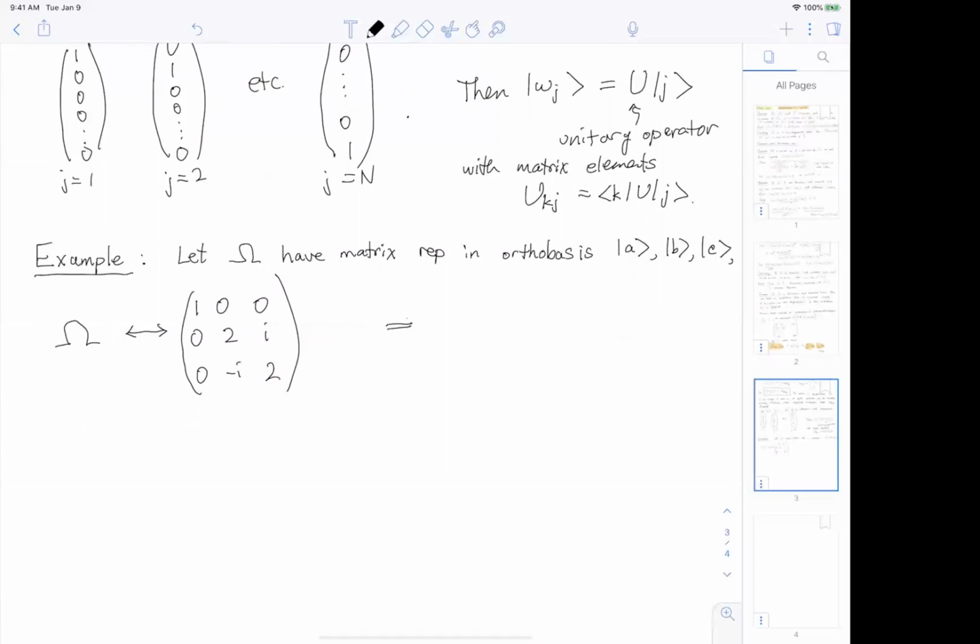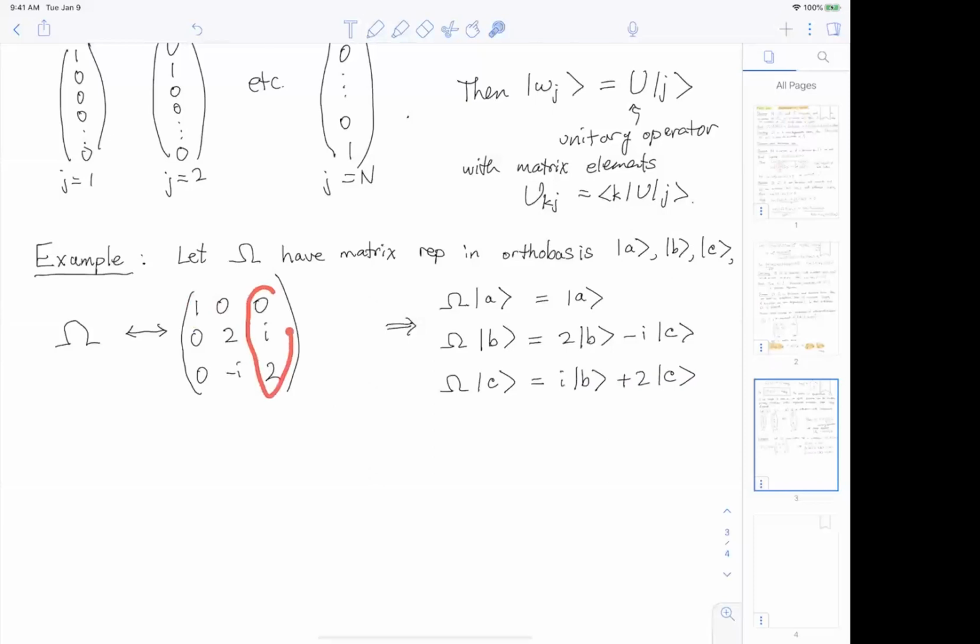Okay, and so what does that mean? That means that if I act with omega on the ket A, I just get A back. That's the 1 here, with the zeros as well. If I act with omega on the ket B, I'm going to get 2 times B minus i times C. And really that's this column of the matrix. And then omega acting on C is equal to i times B plus 2 times C. And so again there, we're just reading off from the column of the matrix representation. Okay, so if I know the matrix representation, then I know how the operators act on the different basis kets.